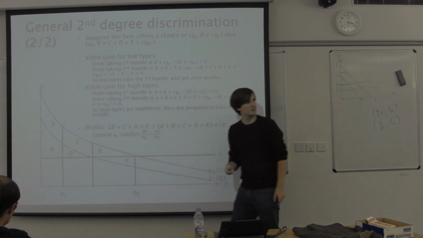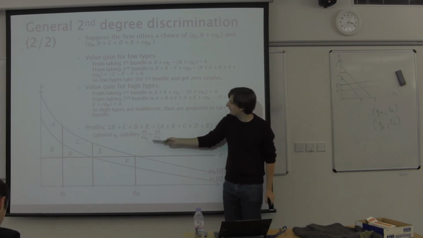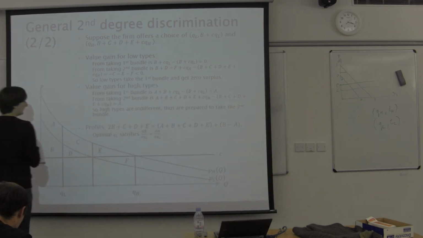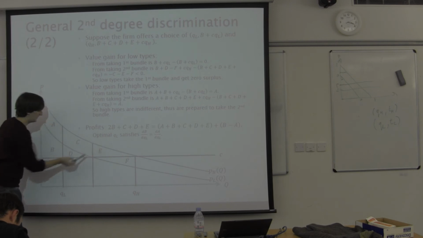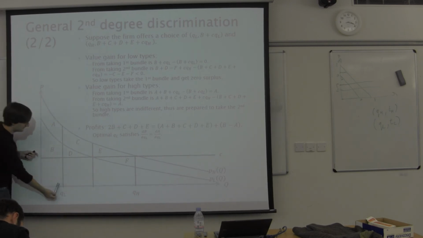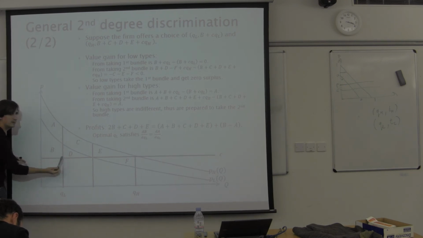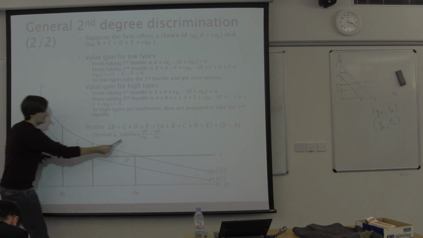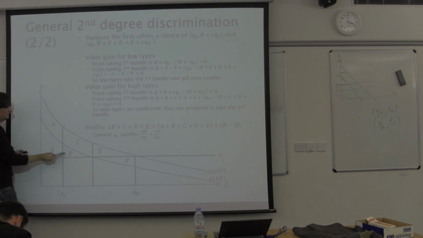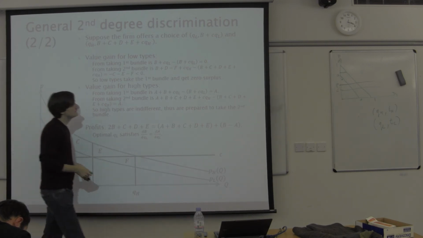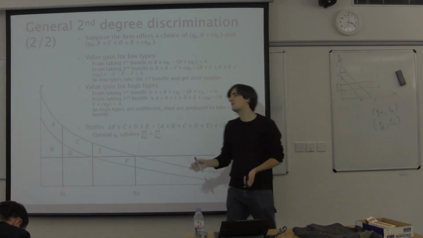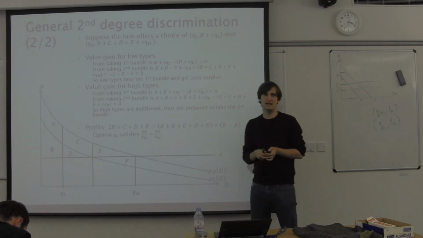I'll go on the other side. So we're looking at the change in the area of B as you change QL. If you change QL, B increases by this line, basically. And if you change A, it increases by this line. So this condition for an optimum just says that this line should be the same length as this line.